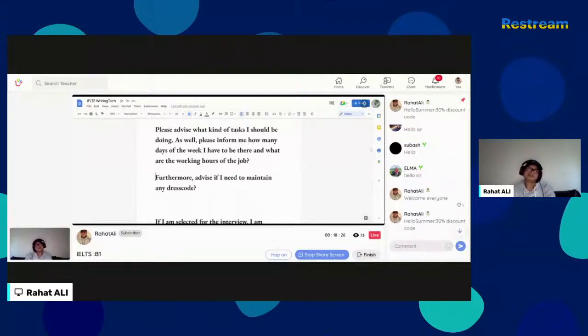Okay, whether jeans are accepted, whether flip-flops are accepted or not. Remember, in many offices, many jobs, they allow jeans, but in most cases they do not allow flip-flops, or we call it sandals.